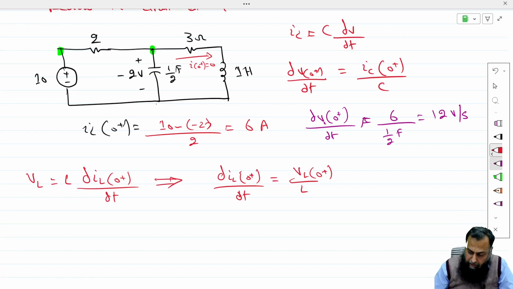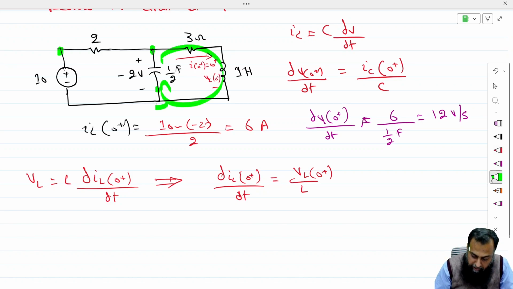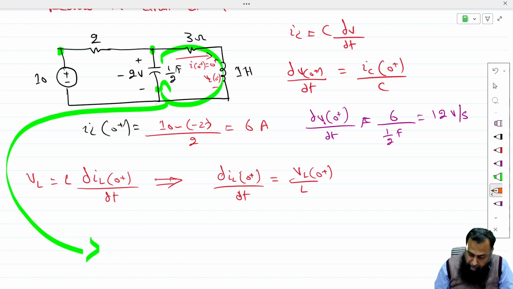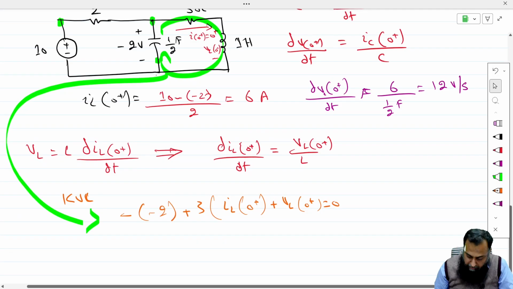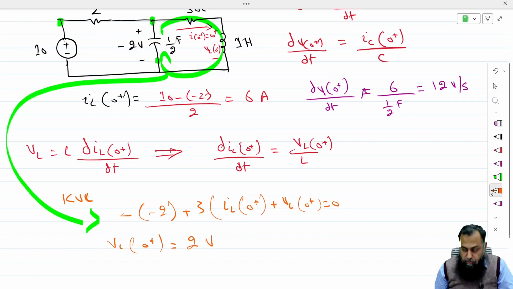So what is VL(0+)? If we look onto this circuit, this is the voltage VL(0+) here. If I apply KVL here, we can safely say that minus 2 plus 3 into iL(0+) plus VL(0+) is equal to 0. So we have VL(0+) equals 2 volt here.